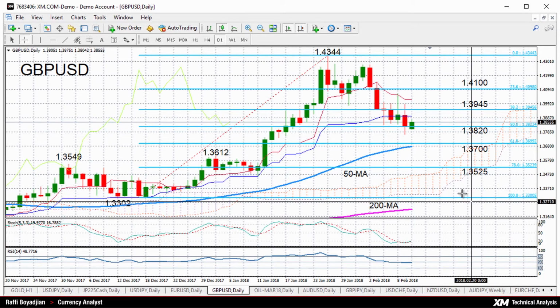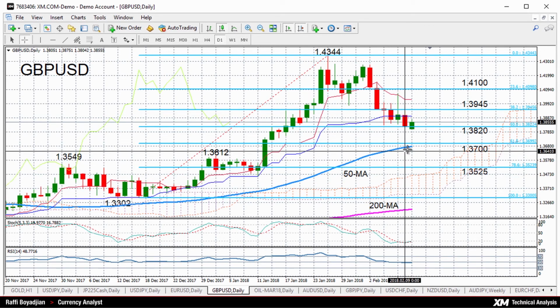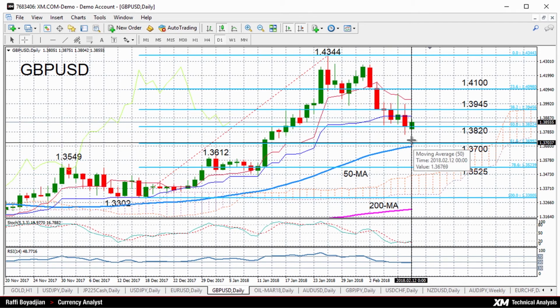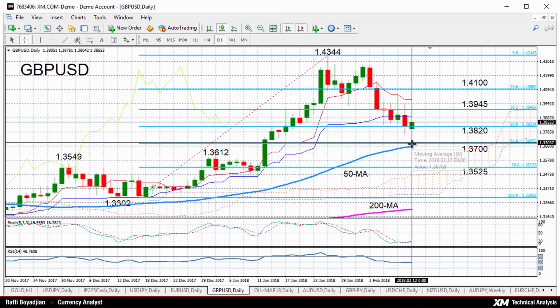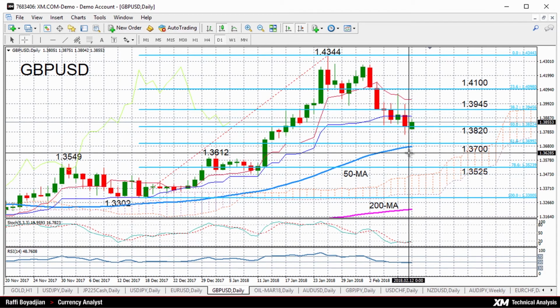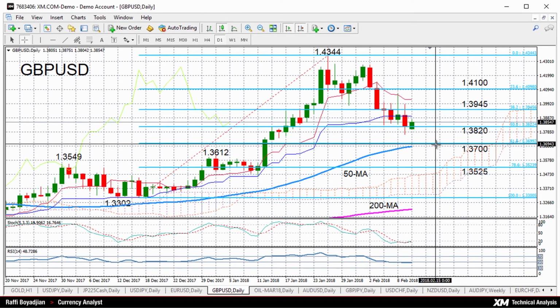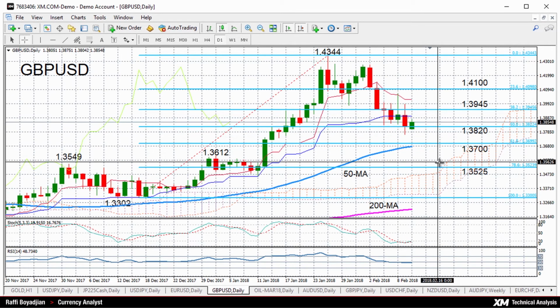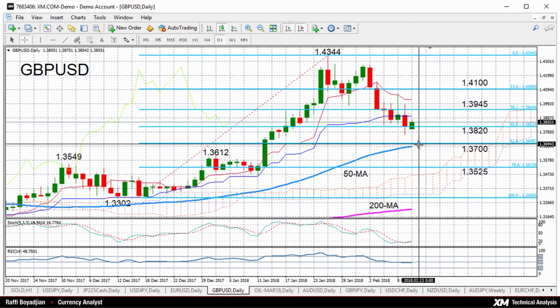In the medium term, we still have an upward sloping 50-day moving average, though the gap between price action and the moving average has clearly been narrowing in recent days. So that's pointing to a weakening of the bullish outlook in the medium term, and if prices continue to trend downwards, we could soon see that bullish outlook turning to a neutral one.